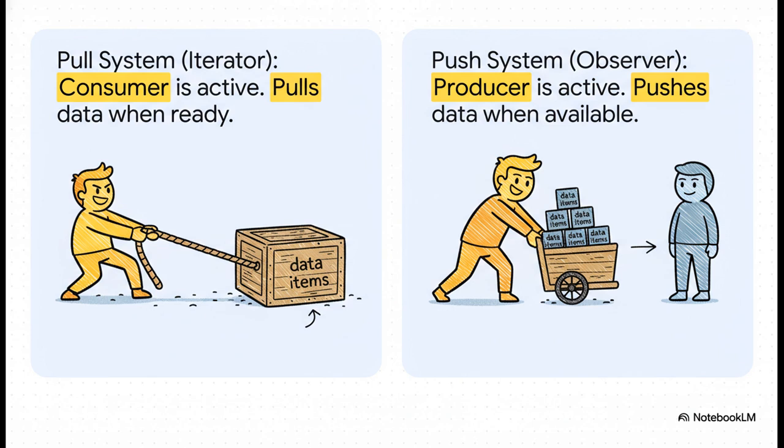So it really boils down to this. In a pull system, the consumer's in charge. In a push system, the producer's in charge. The whole game is about who's driving the data. And understanding this duality is so important, because what RxJS did was find a genius way to combine them.